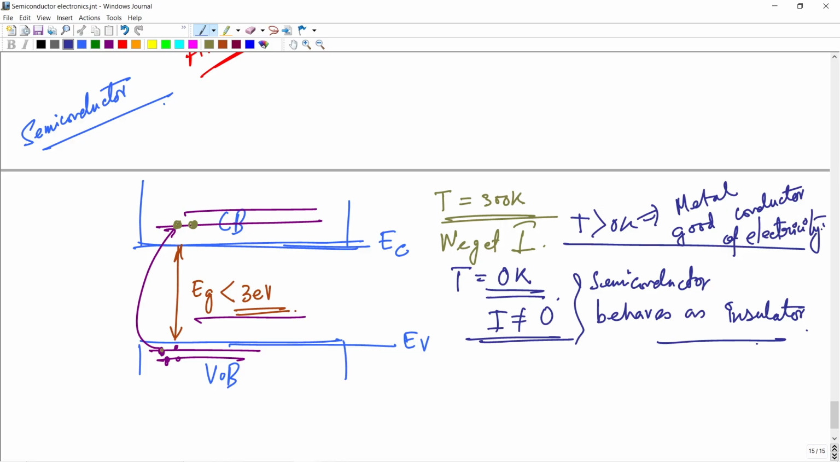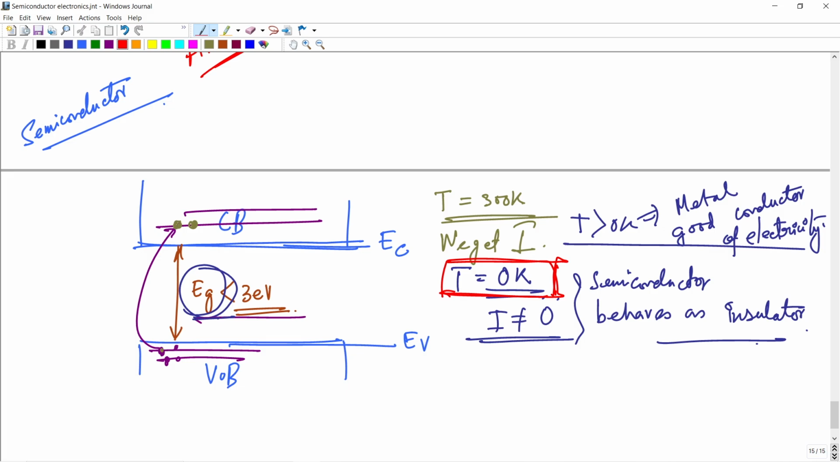That's why the band gap of a semiconductor is very important. It is not as high as an insulator, but not zero as in a metal. It lies in between. So that's why a semiconductor is very important. Sometimes it behaves as an insulator, sometimes as a metal, or a conductor of electricity. There are other parameters too, but here we put in the temperature factor. At 0 Kelvin it behaves as an insulator.